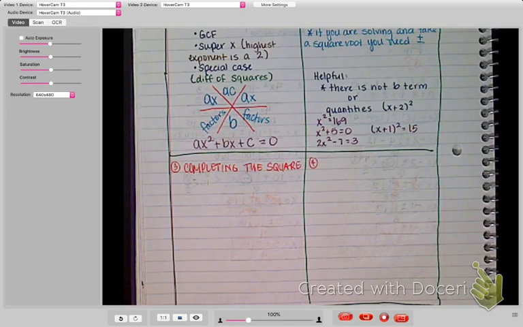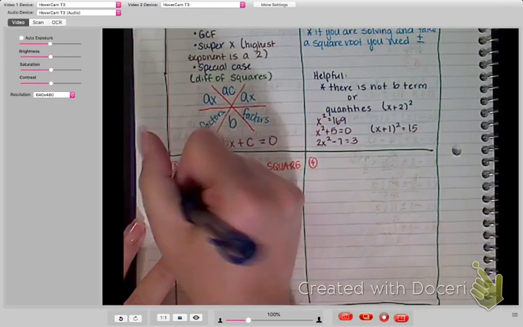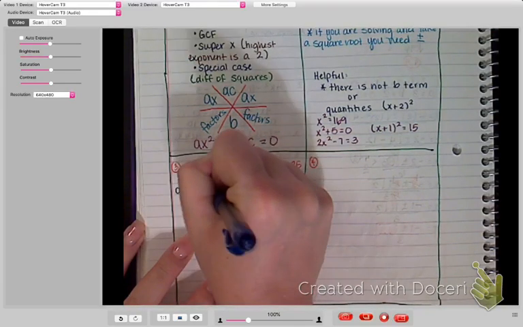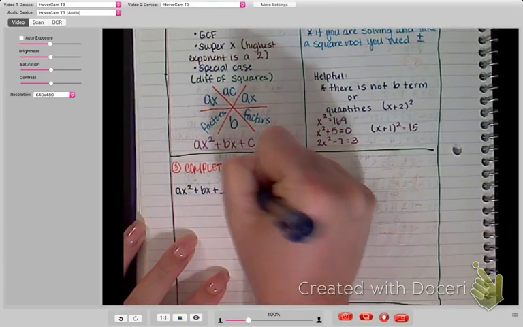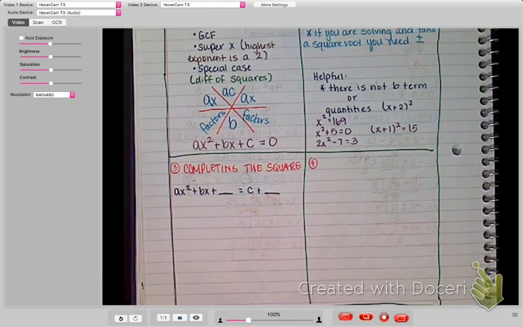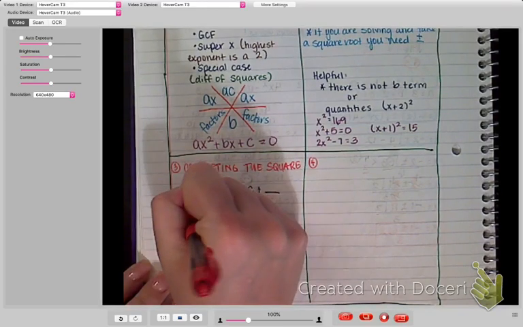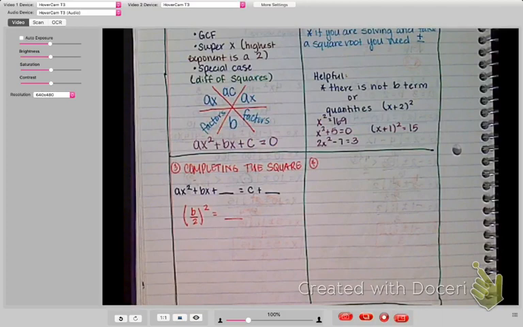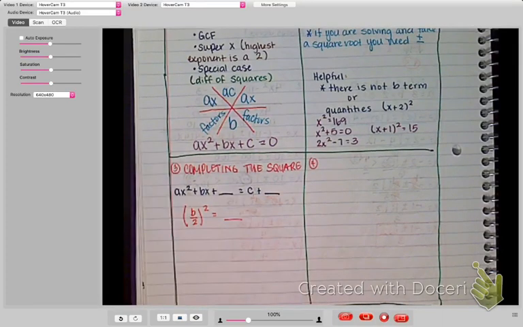And the first thing is we want to make sure it's in the proper form. So we have ax squared plus bx plus something equals a constant plus something. And we're going to fill in those blanks. So in order to fill in those blanks, you're going to use b divided by 2 squared. That's going to give you what you fill in. And the reason we have one on the left and the right is because when you're solving an equation, whatever you do to one side of the equation, you have to do to the other side of the equation.